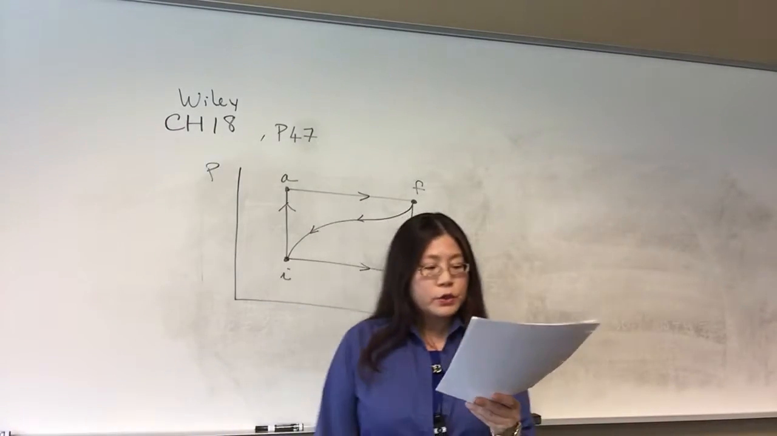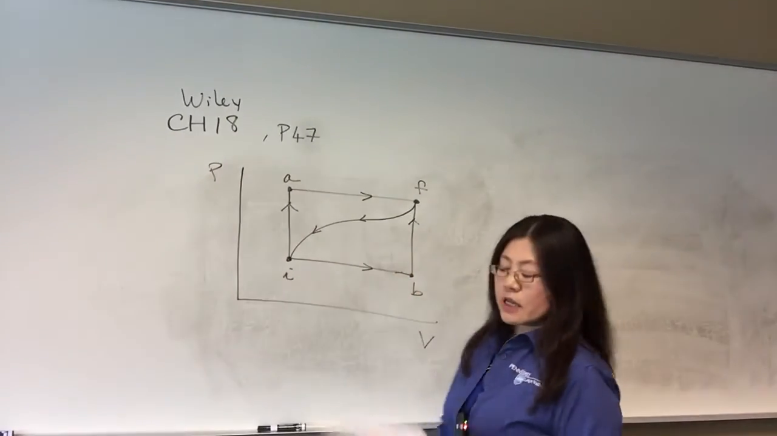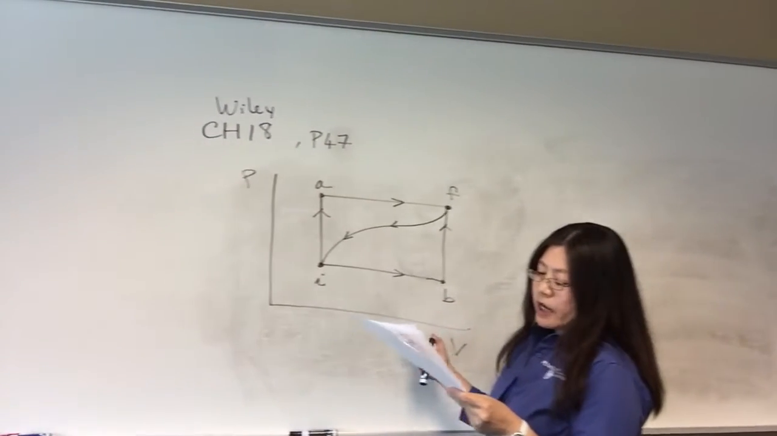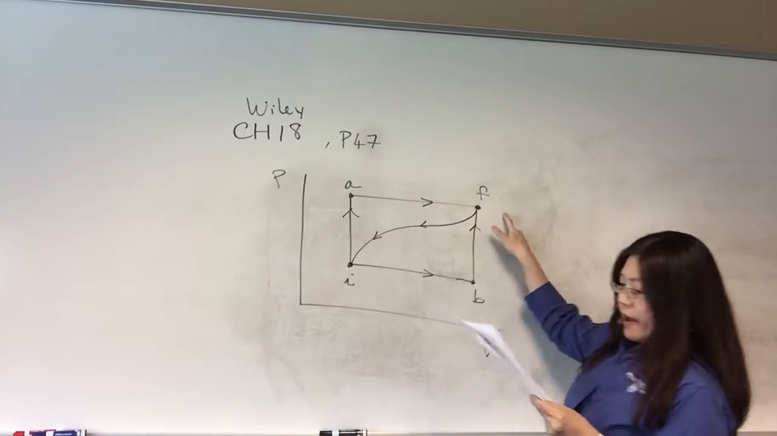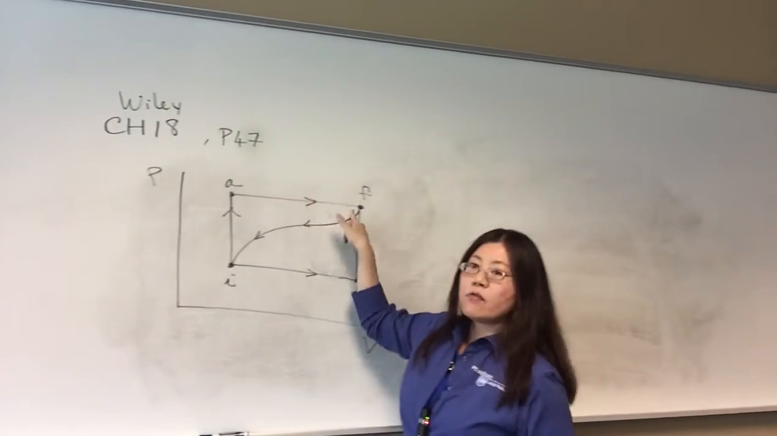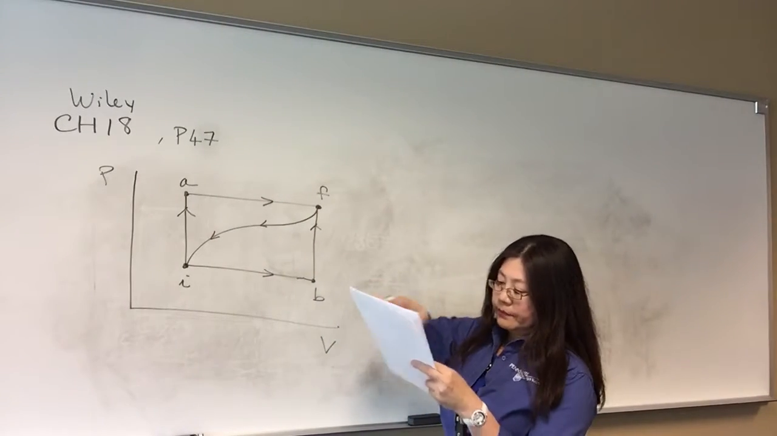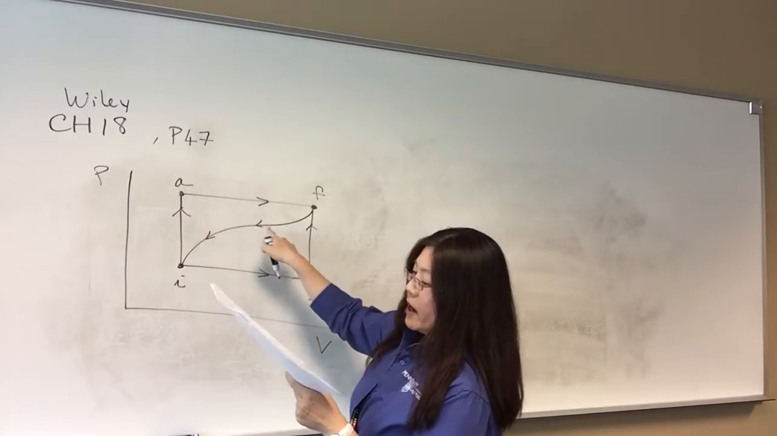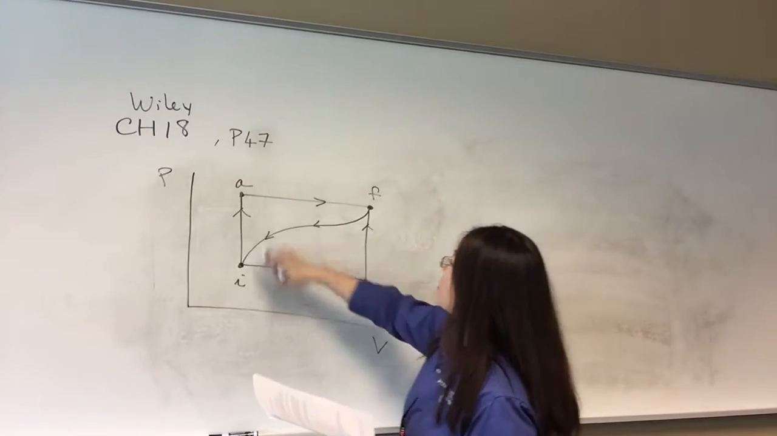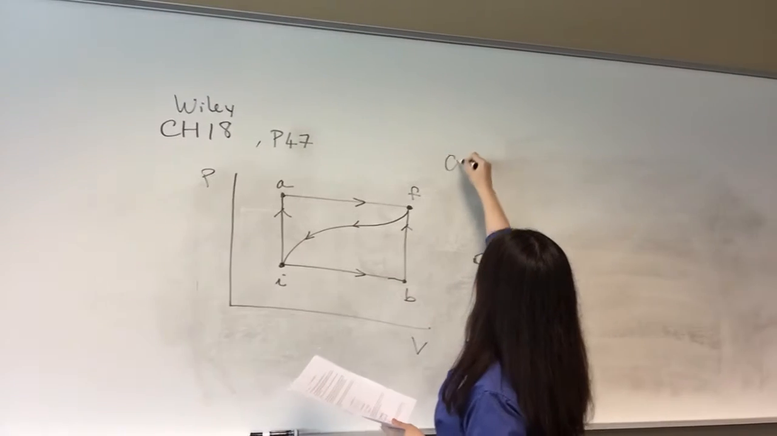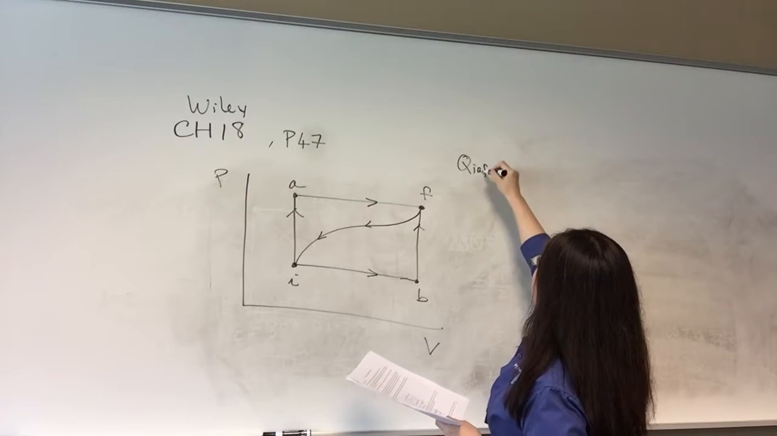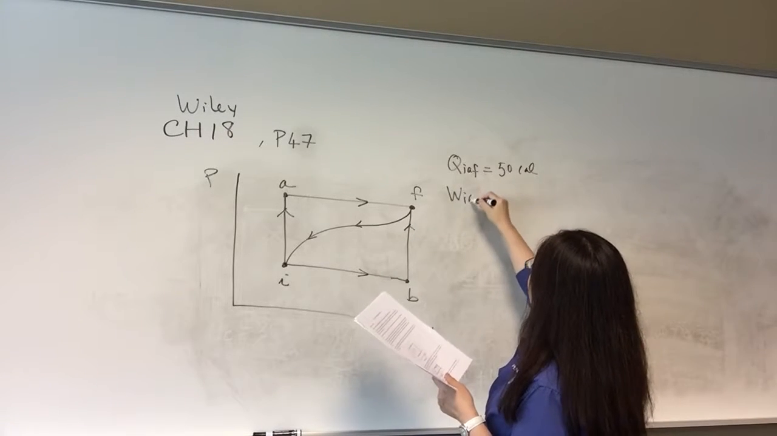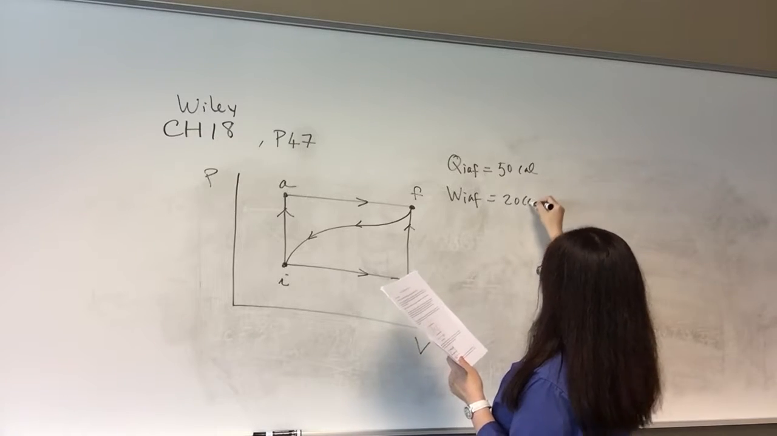Alright, so the next one we're going to do is problem 47 from chapter 18. So this is the diagram for problem 47. When a system is taken from state I to state F along the path IAF, the upper one, the Q is 50 calories and the work is 20 calories. Because this looks very busy, I'm just going to say that we have the IAF, which is the upper one. It tells you it has 50 calories, and the work WIAF is 20 calories.